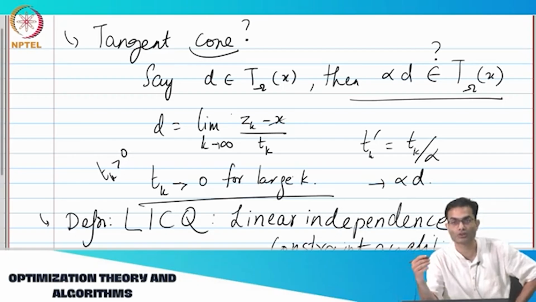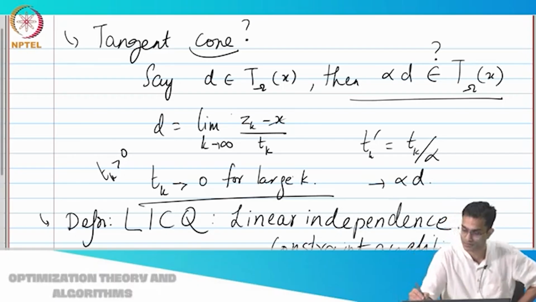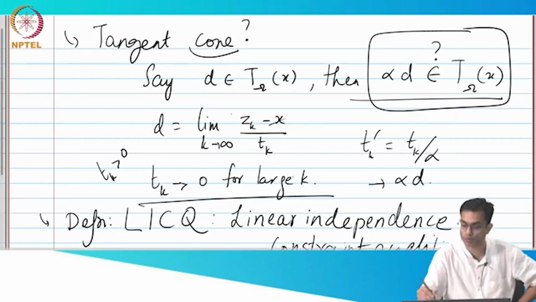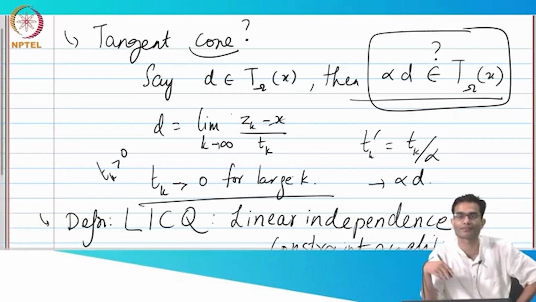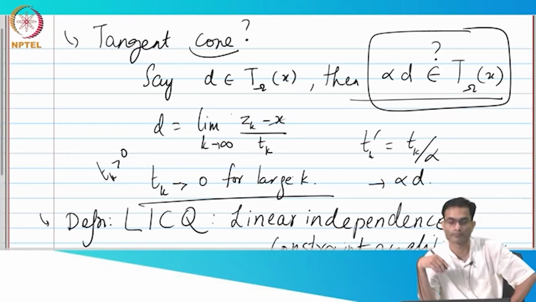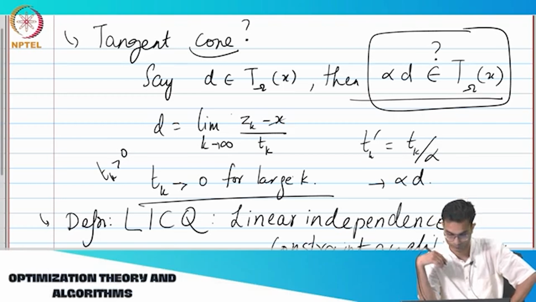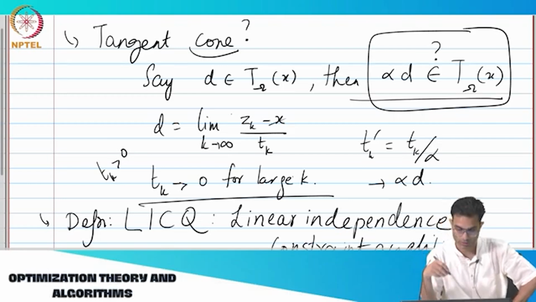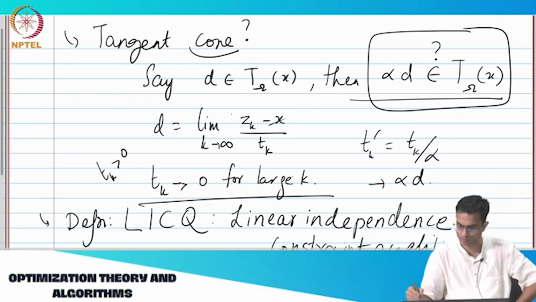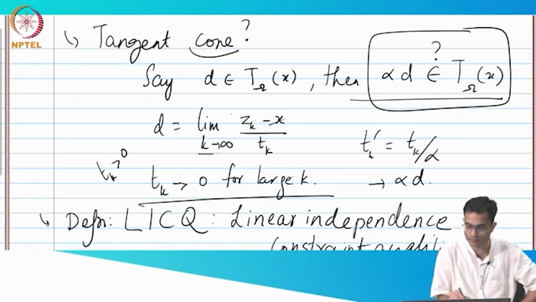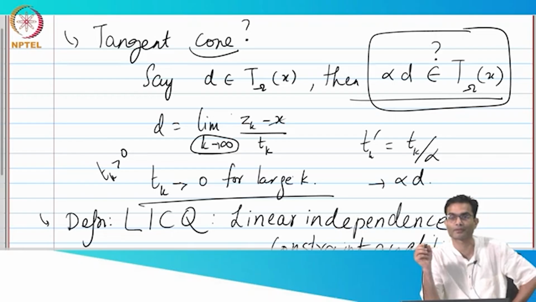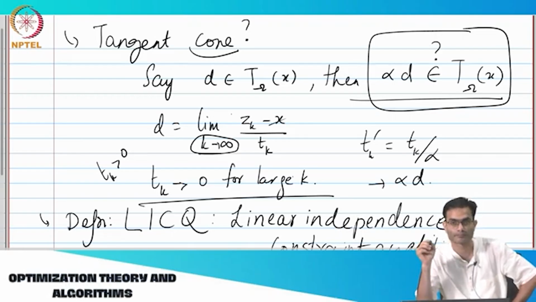For testing whether or not it's a cone, I will always put this question mark when I ask. I'm going to choose alpha to be positive. Only then is it in the definition of cone. Which limit? The limit is only coming from here, from k tending to infinity.